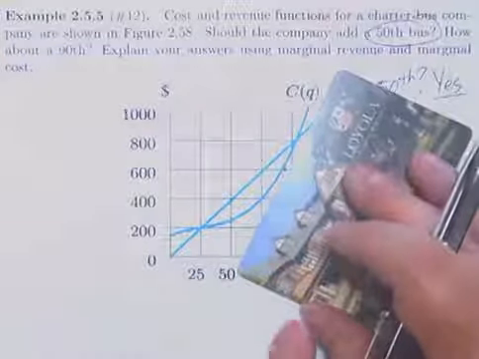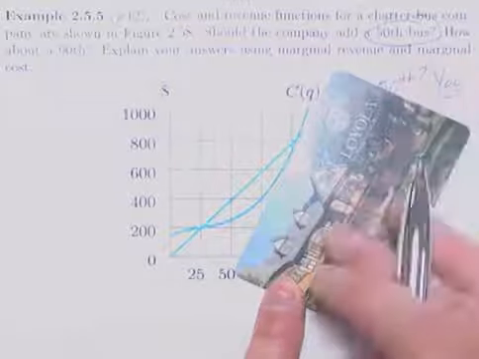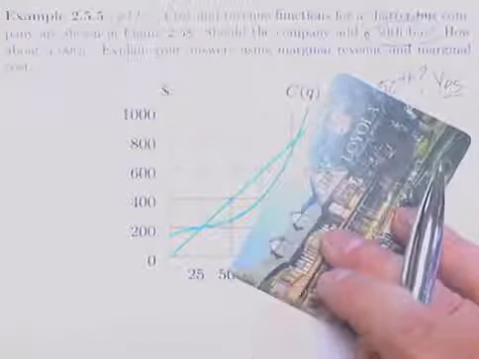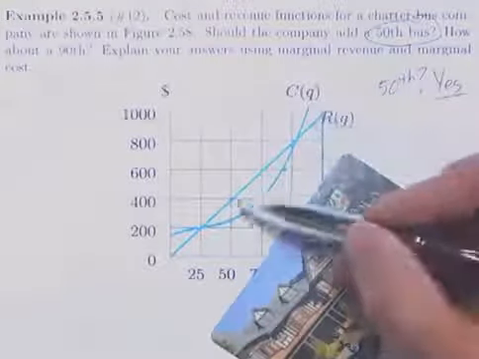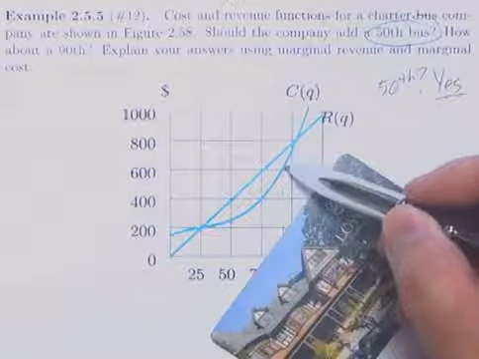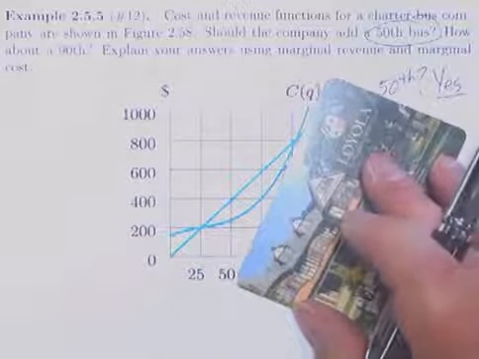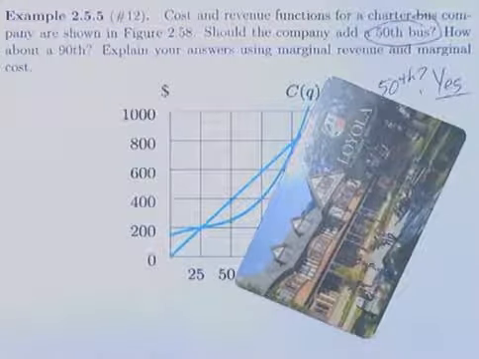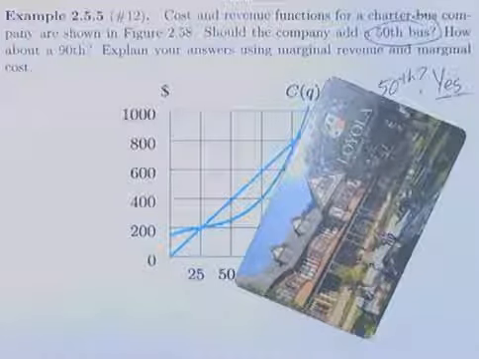And here we see that the cost is steeper than the revenue. So that means our marginal cost is larger than our marginal revenue. And in both cases, both 50 and 90, revenue is larger than cost, so we are making a profit. But in order to increase our fleet of buses, our additional cost is going to be greater than the additional revenue we would receive by having that additional bus.